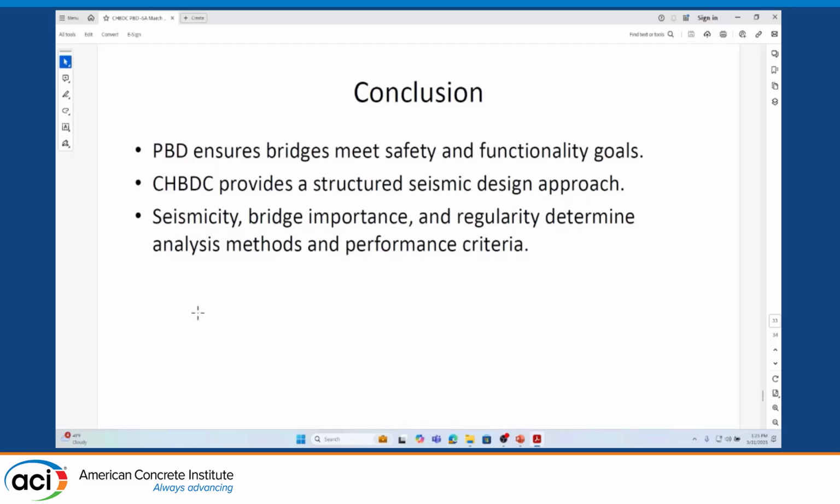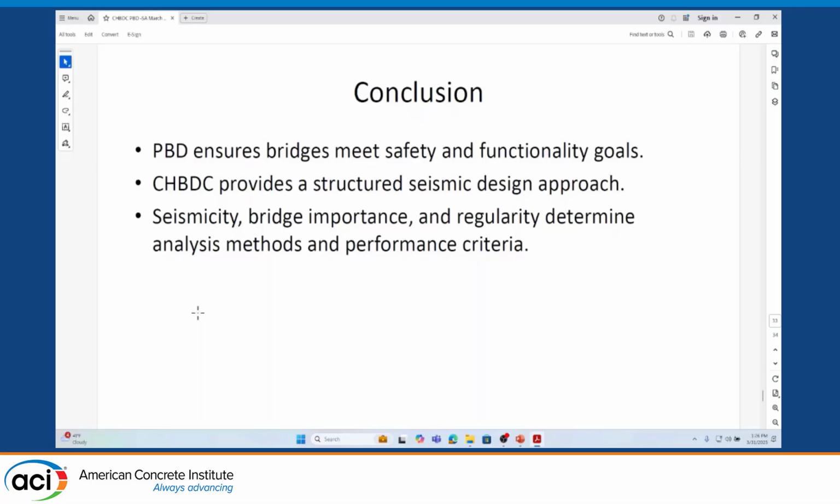So performance-based design ensures the bridge meets safety and functionality goals. CHBDC provides a structured seismic design approach: seismicity, bridge importance, and regularity determine analysis methods and performance criteria. When the first performance-based design was introduced, many of the practitioners were not very happy because they did not have adequate training and tools.